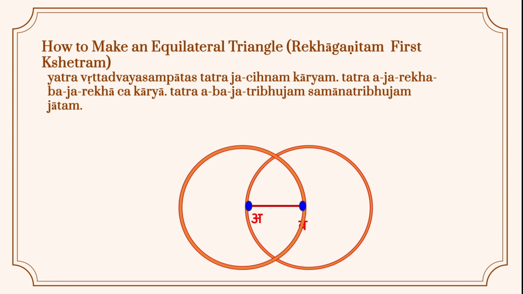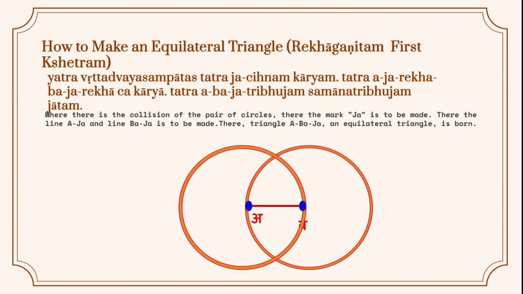Yatra vritta dvaya sampatas tatra jah chihnam karyam tatra ajarekha bhajarekha cha karya tatra abhaja tribhujam samana tribhujam jatam. Where there is a collision or intersection of the pair of circles, there the mark ja is to be made. There the line aja and the line baja is to be made. There triangle abaja, an equilateral triangle, is born. In layman's terms, at the intersection of the circles, label it as point ja and make the lines aja and baja. Behold, an equilateral triangle.